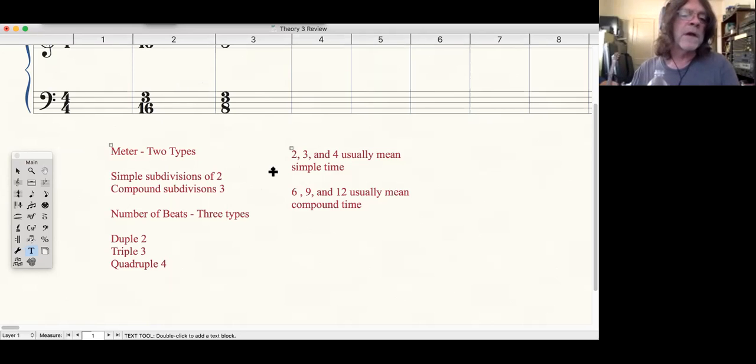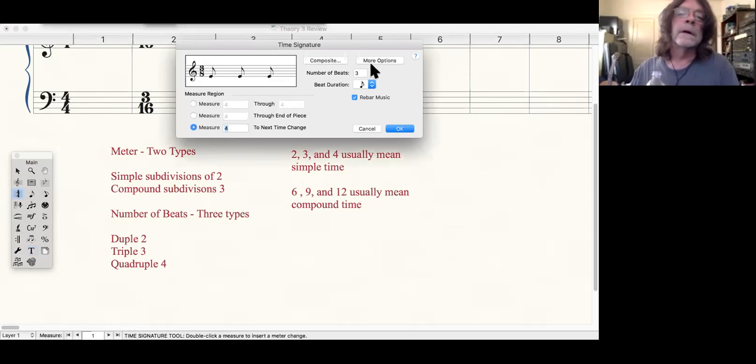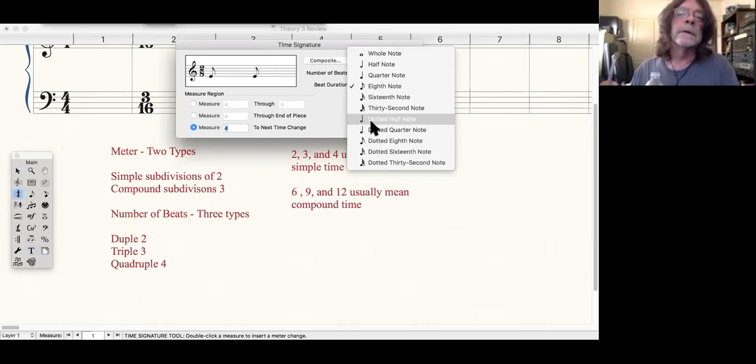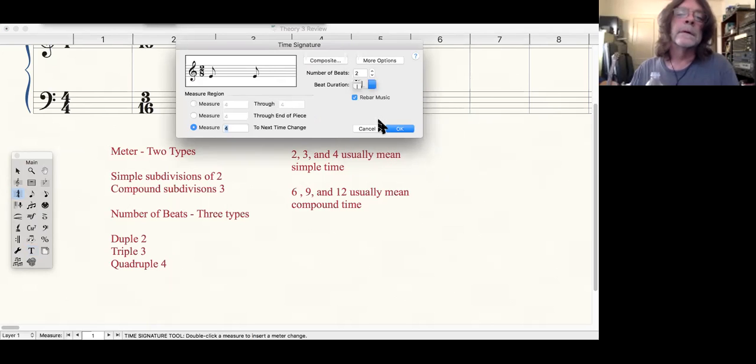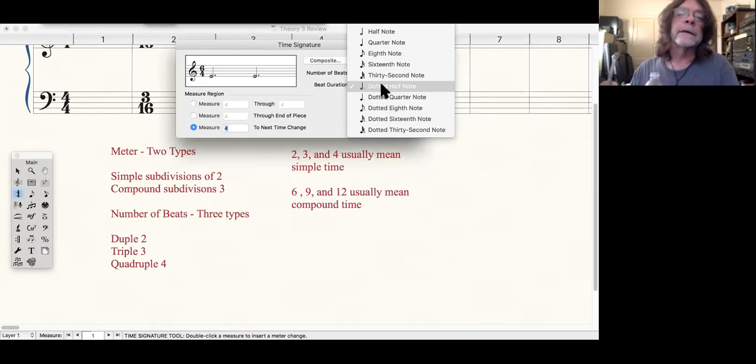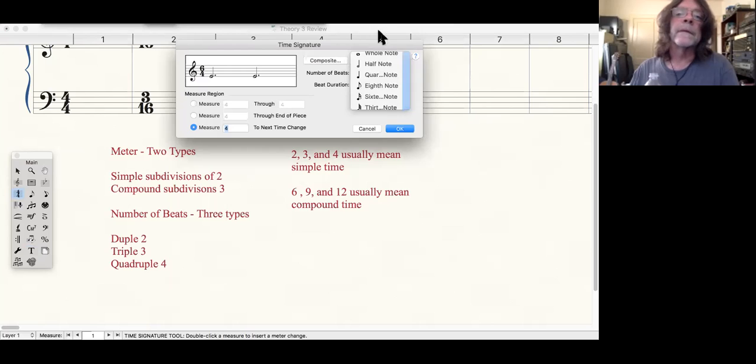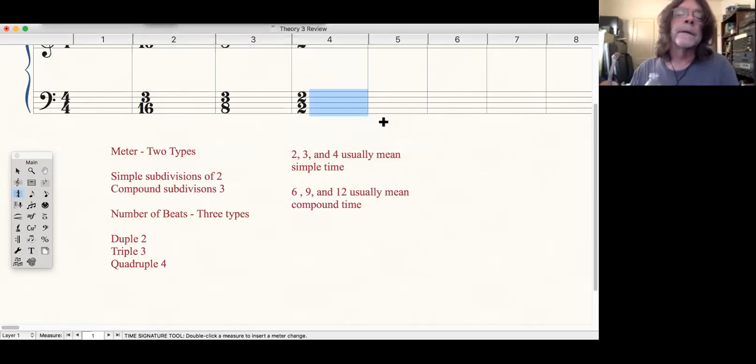Anyways, let's go beyond that and let me come up with another time signature here. Let's see, time signature. Why did I get a dot? Oh, here we go. All right, 2/2.